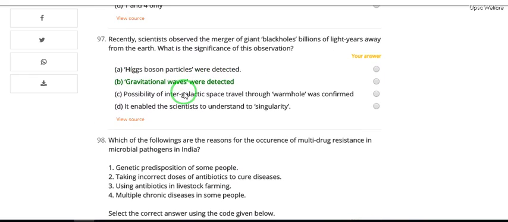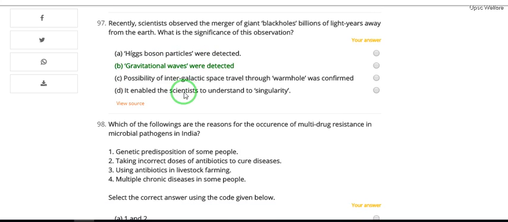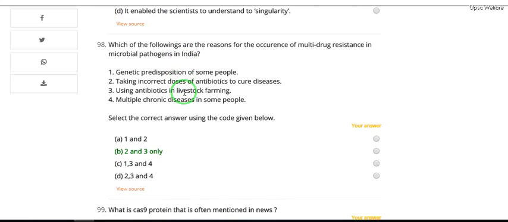Recently, scientists observed the merger of giant black holes, yes, billions of light years away from the Earth. What is the significance of this observation? Gravitational waves are detected. That's all.